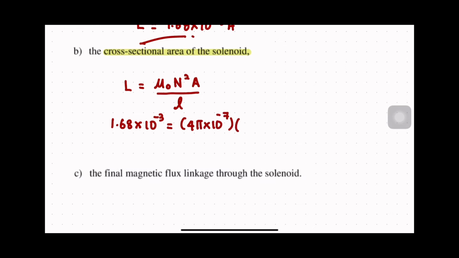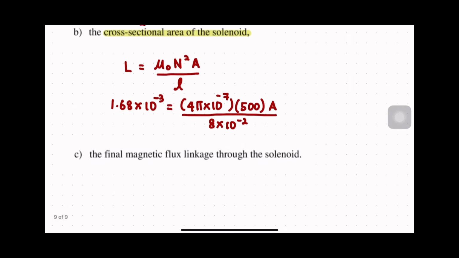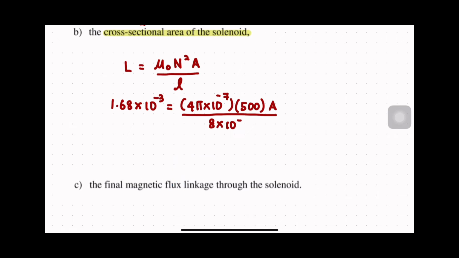Number of turns tadi 500 kan? Alright, 500 turns, and then A nak cari, divided by length of the solenoid. Length of solenoid is 8 times 10 to the power of negative 2 meter. Okay, finally we get area is equal to 4.28 times 10 to the power of negative 4 meter square.